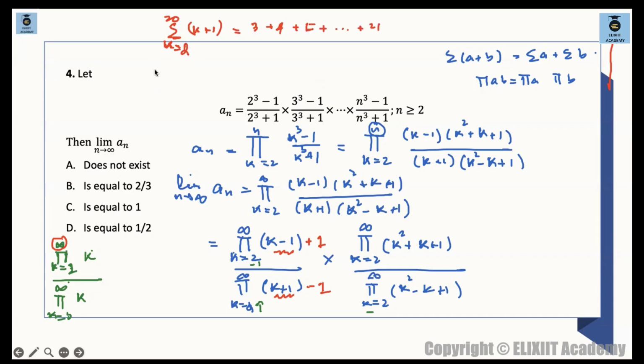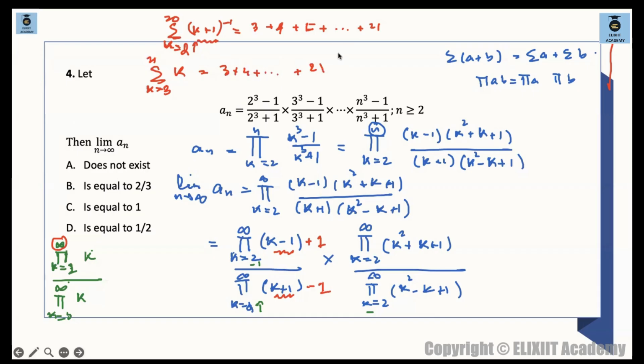Now you do this indexing over here. You change this variable to k minus 1. So this becomes k only. Since you are decreasing by 1, you have to increase the limits by 1. So this will start from k is equal to 3 to 20. Actually, the upper limit will become 21, since you are increasing by 1. So 2 plus 1 is 3, and 20 plus 1 is 21. So 3 plus 4 plus and so on till 21. Simple thing. Only manipulating the summation.